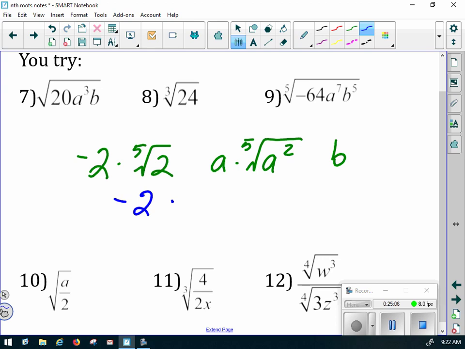Negative 2 AB times the 5th root of 2a squared.